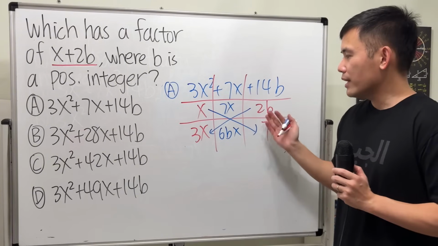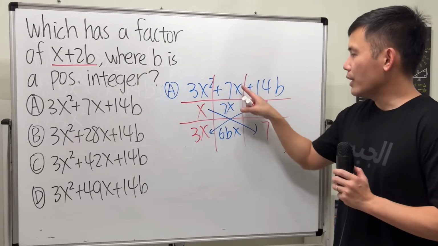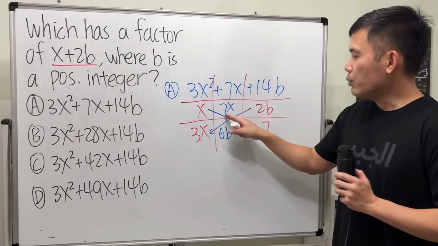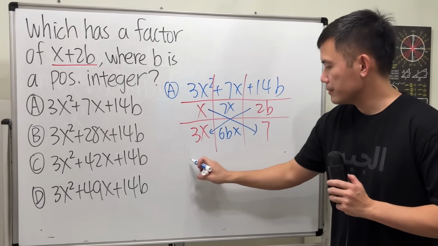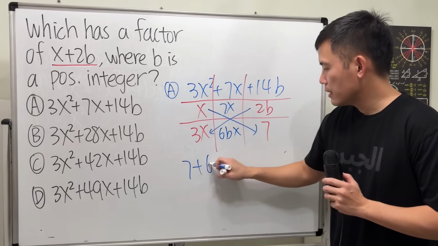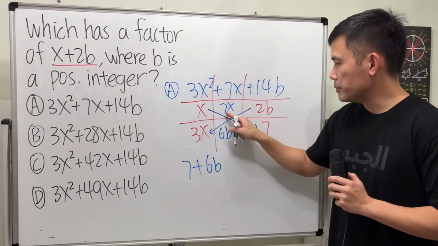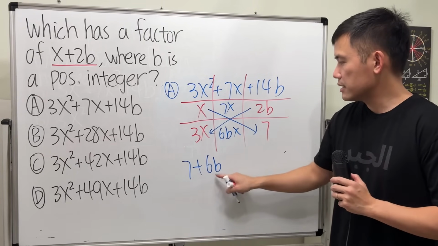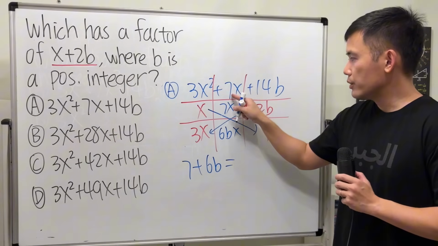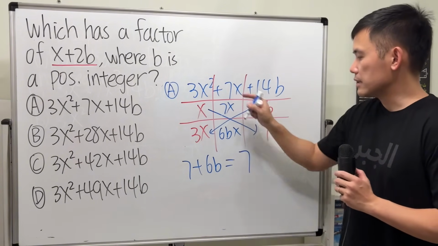Now, how do I know if this is correct? Well, I will have to use the middle term. I will have to make sure these two add up. Just the coefficients though, so I'm just writing down the 7 plus the 6b. They have to add up to 7, this number here.